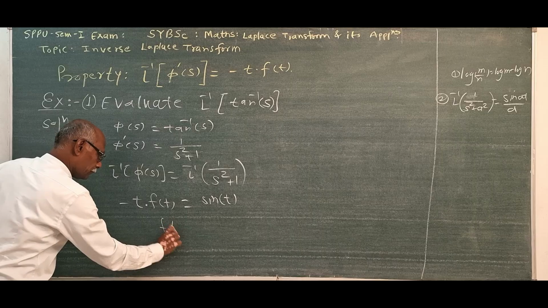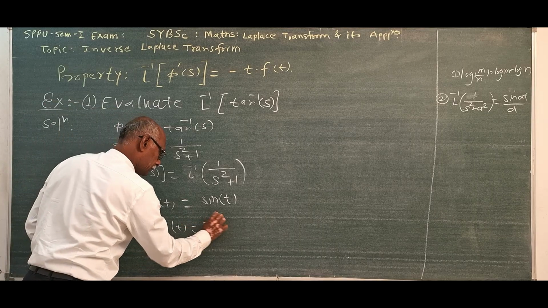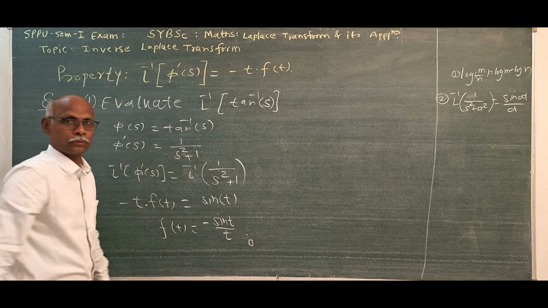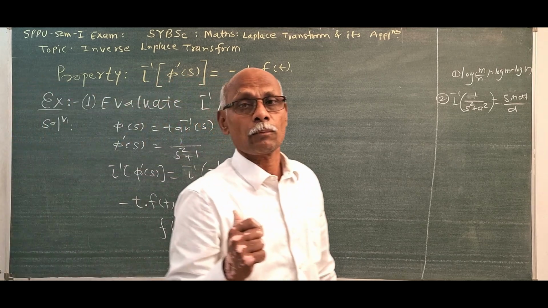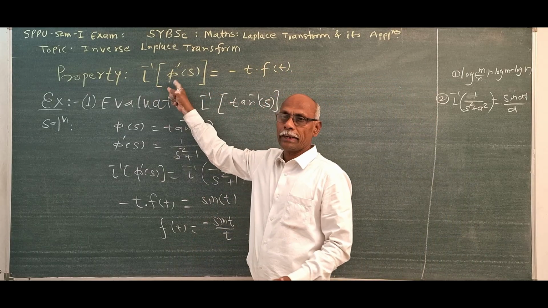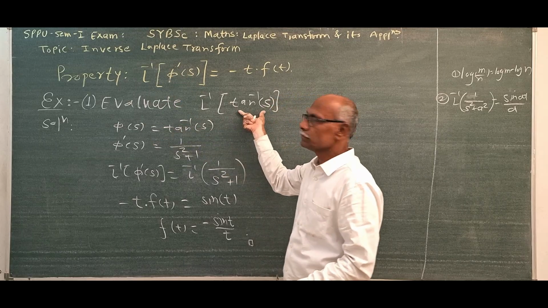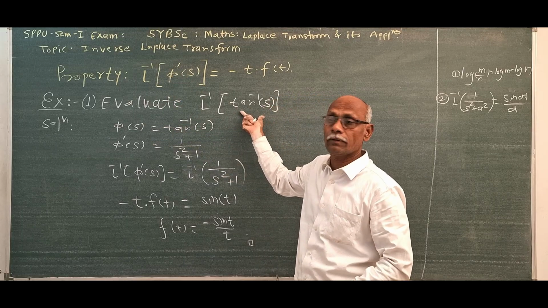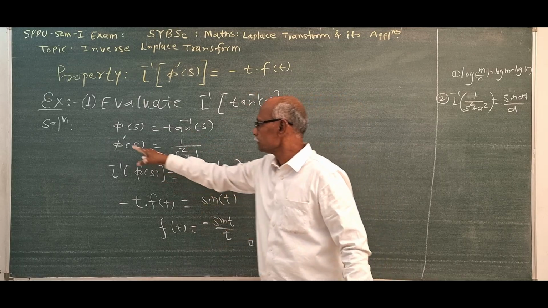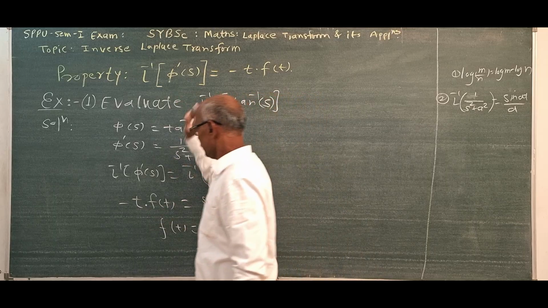So f of t is equal to minus 1 by t into sin t, or we may write sin t by t. That's all. So this is the second problem depending upon the same property. What is the property? The inverse of phi dash is directly not given; you have to consider the quantity inside the bracket to be phi, not phi dash, right? And then we consider that inverse of phi dash is equal to minus t f of t. This is the basic formula.